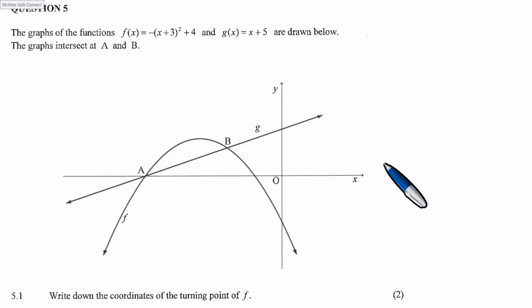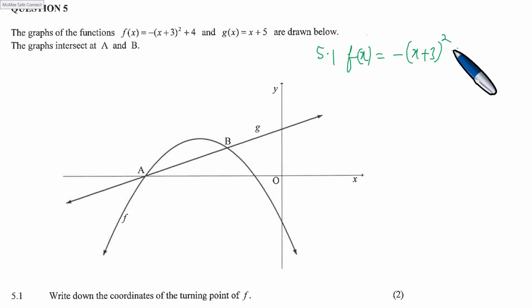-3 and 4. Yes, so it's minus 3 and 4. Well done there. So obviously we're looking at the fact that what you have in 5.1 is the answer. We have that f of x is actually minus (x plus 3) squared plus 4. And what we are doing here is writing down the coordinates of the turning point of f.